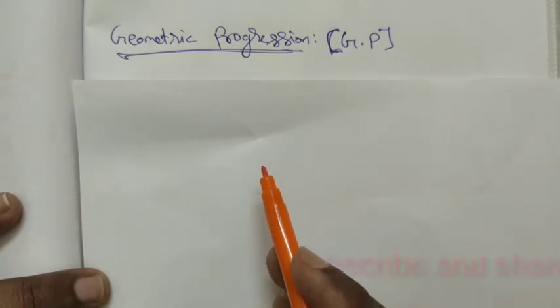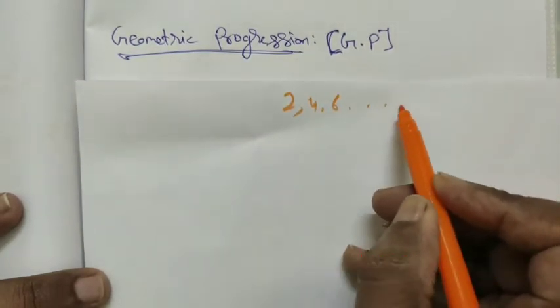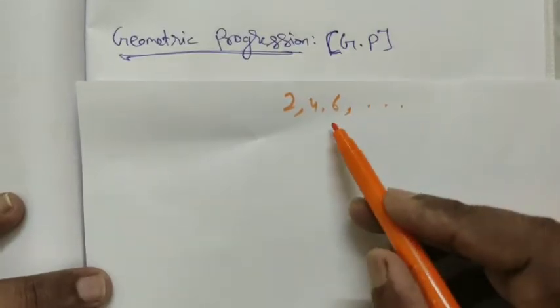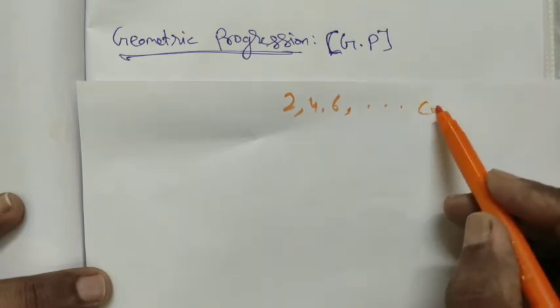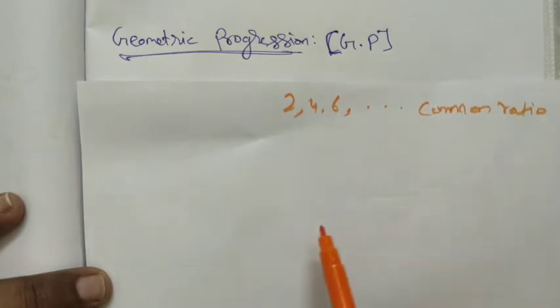First of all, a sequence can be, right, like this, 2, 4, 6. It is called a sequence, right? When we want to say this sequence is a GP, then the common ratios must be equal. Common ratios must be equal.